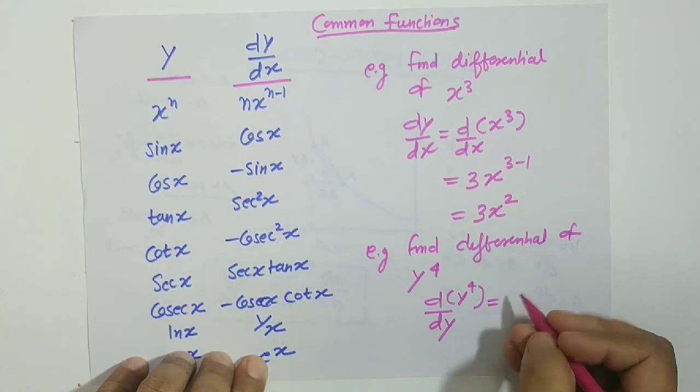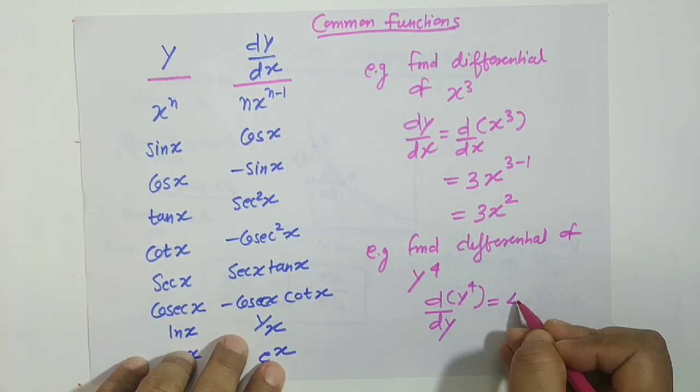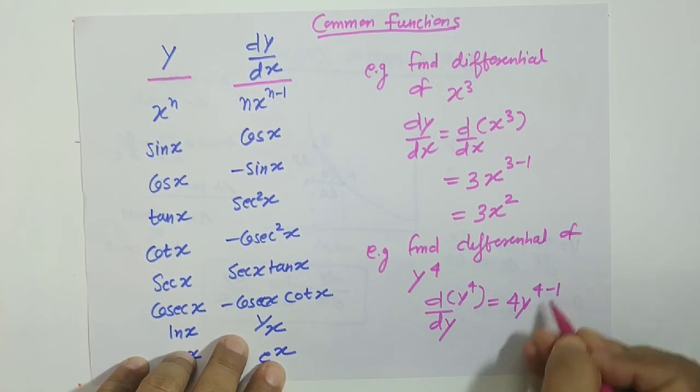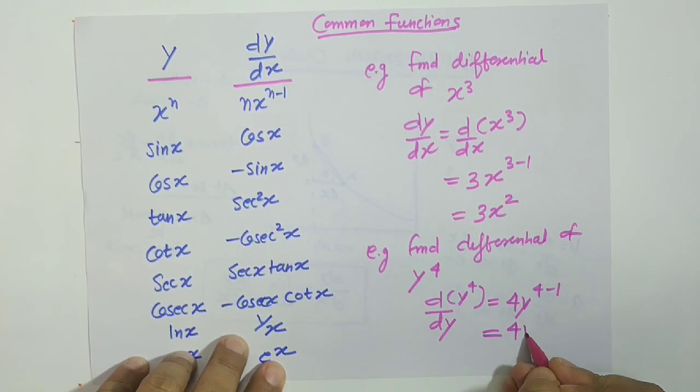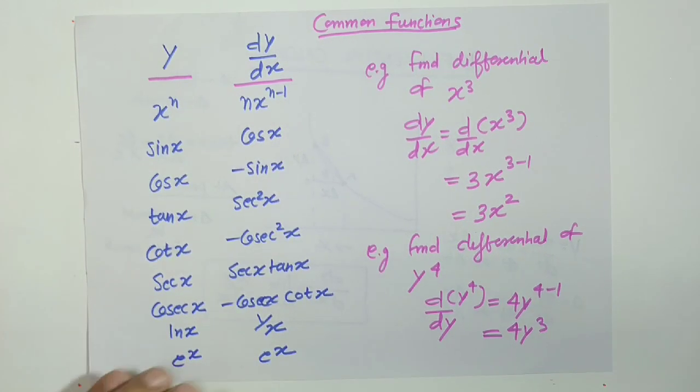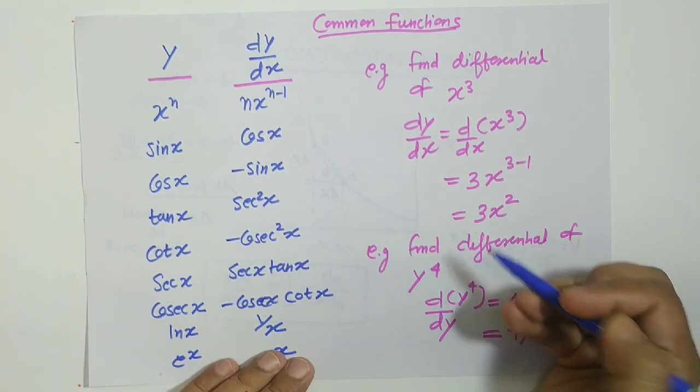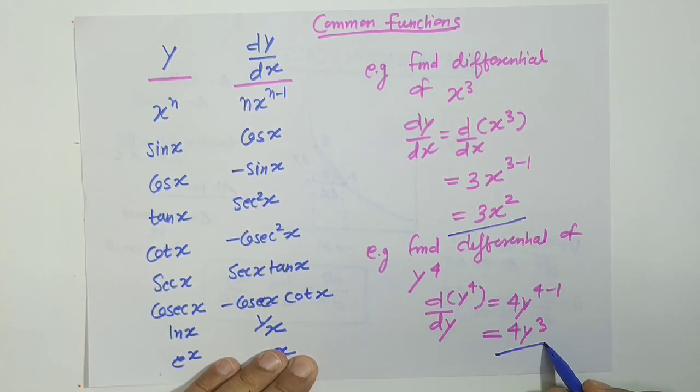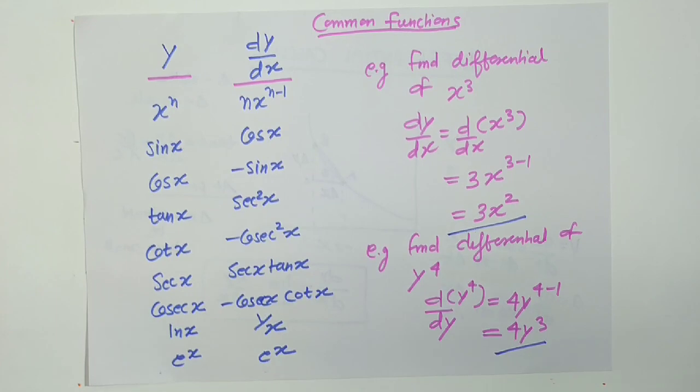n xⁿ⁻¹. The very general formula is this. So 4y⁴⁻¹, I think you got it. This will be 4y³. So this is how we are going to apply differential calculus in physics, somewhere where we need it. It's basically a part of mathematics.